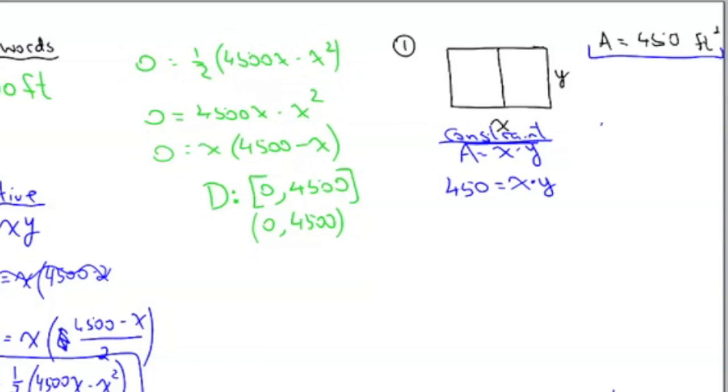All right, my objective function, I want it in terms of x. So I need to take this equation and solve it for y. If you want it in terms of x, you have to solve the constraint in the opposite variable. So what's y equal to? 450 divided by x.